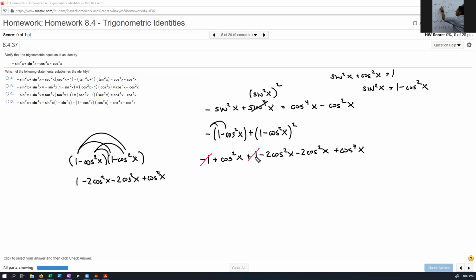And then, let's see, is that right? Let me see, what am I missing here? Plus cosine squared.